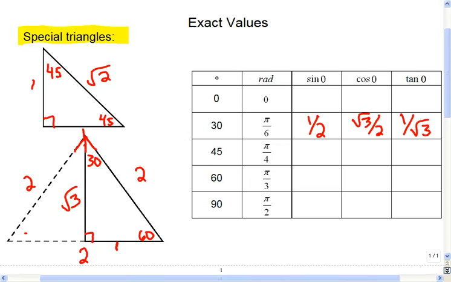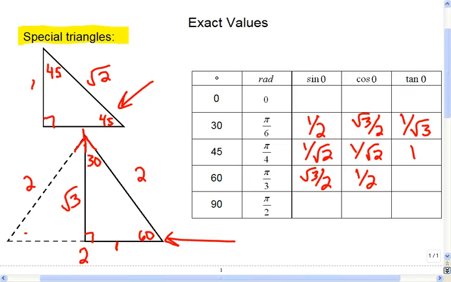So what I'm going to have you do now is see if you can fill in 45 and 60 using your special triangles. If we double check, 45 degrees means I'm going to be looking at this triangle here. So you should have 1 over root 2, 1 over root 2, and 1. For 60 degrees, I'm looking at this spot right here, and that's going to be root 3 over 2 for sine, 1 over 2 for cosine, and root 3 for tangent.